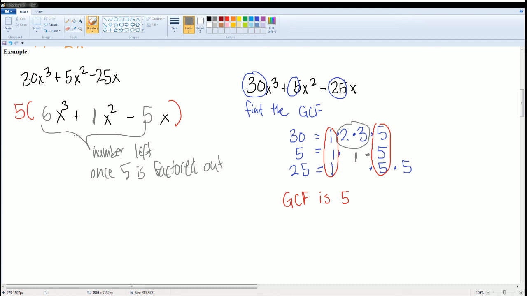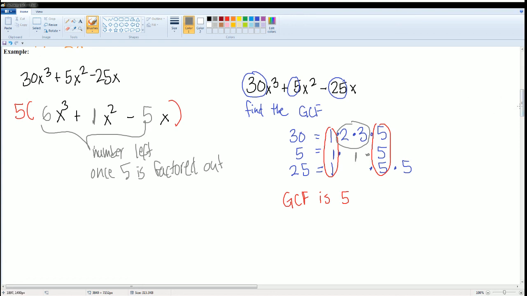Okay, so they pull out a 5. You see how if they pull out a 5 from 30, it becomes 6. They pull out a 5 from 5, it becomes a 1. You pull out 25 by 5, it's a 5. You could also think about it as dividing. What's 30 divided by 5? 6. What is 5 divided by 5? 1. What is 25 divided by 5? 5. Good? That should make sense to you, right?